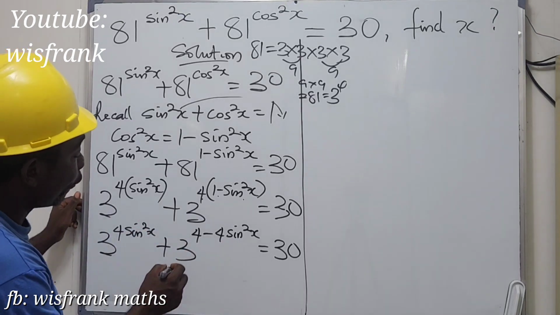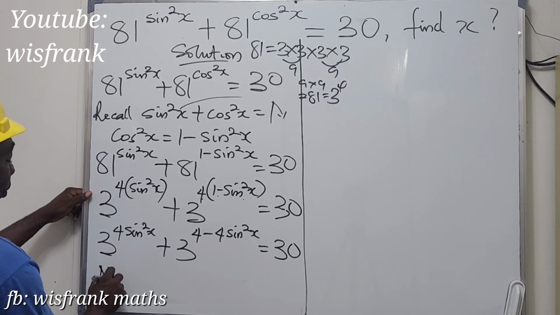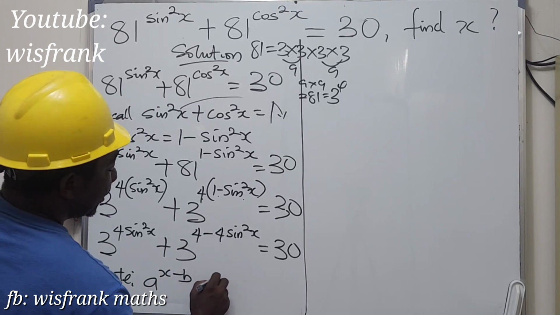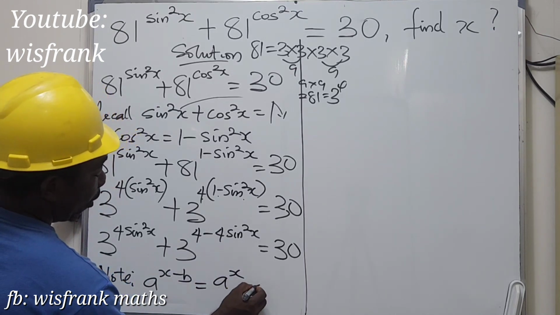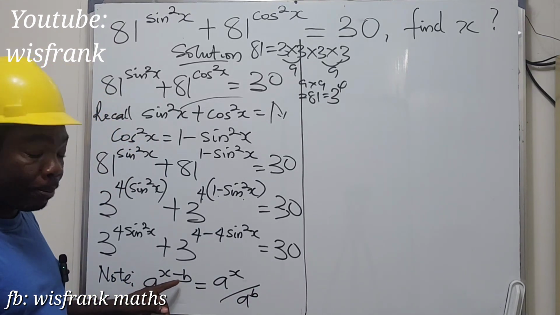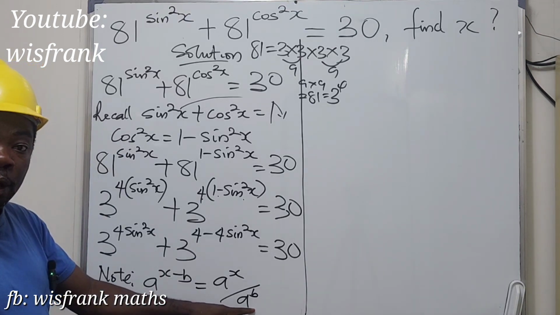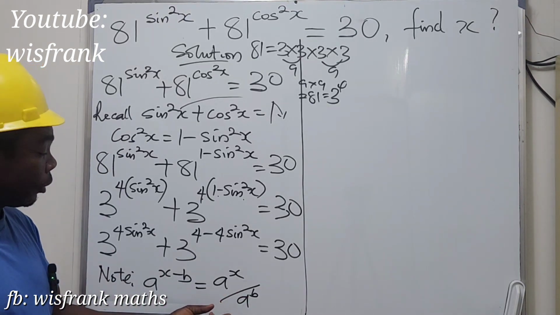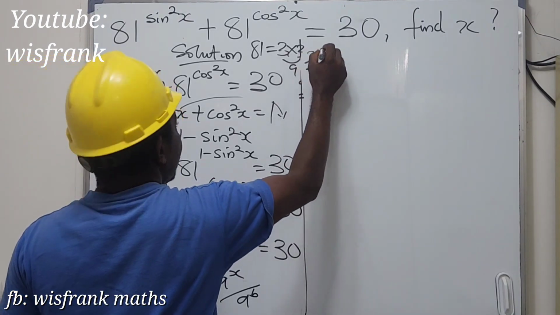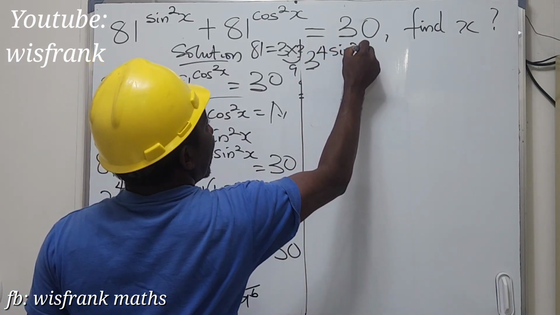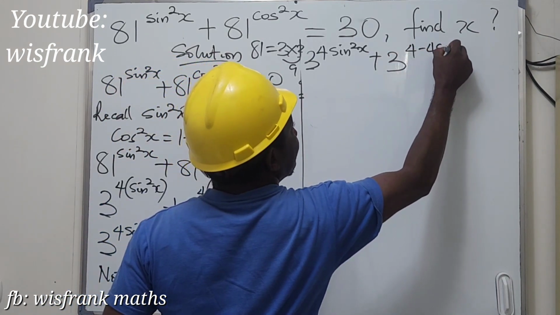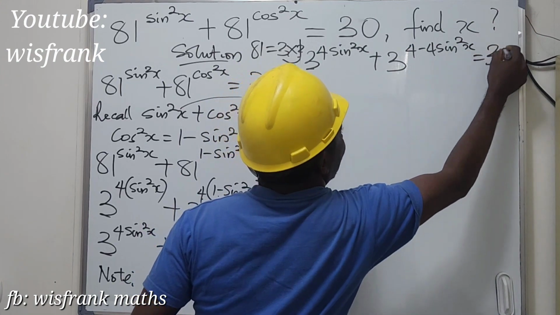So in this case, from our law of indices, recall that a to the power of minus b is the same thing as 1 over a to the power of b, because the power of minus b will come below the fraction as a denominator. So we are going to express this in this format. So this one will become 3 to the power of 4 sine squared x, then we have plus 3 to the power of 4 minus 4 sine squared x equals 30.